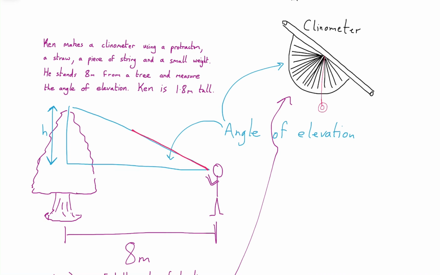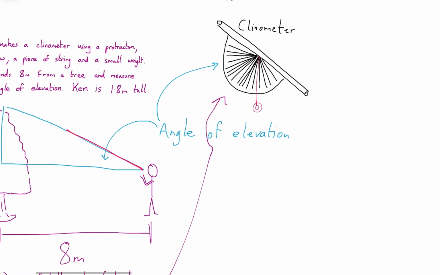Now on the clinometer, which angle is the angle of elevation? Is it this one here where the arrow is pointing to, or is it this one over here? Well, that's kind of a bit confusing when you're learning it first. It's the one where it's pointing to.